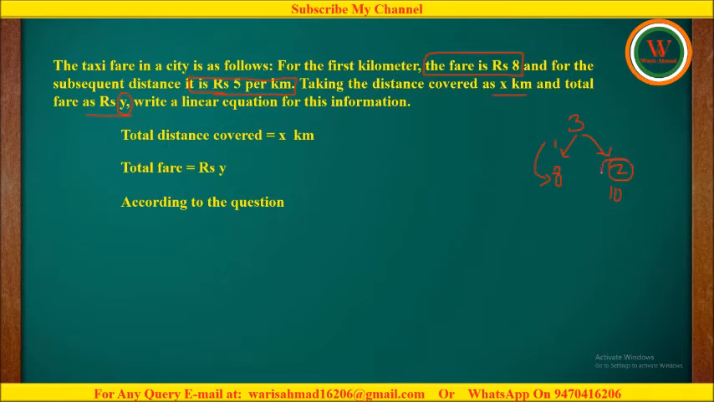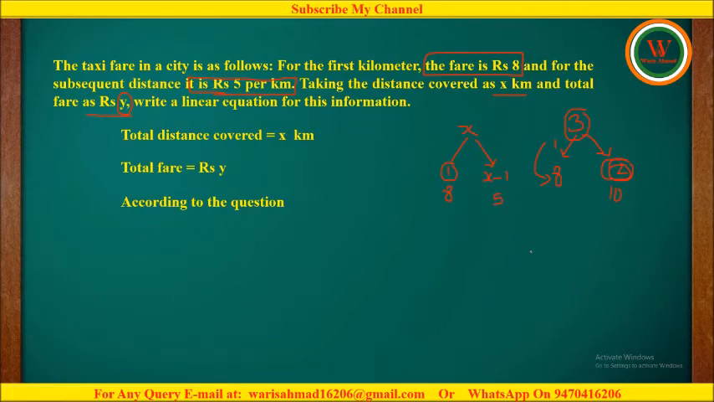After that we have to find the remaining distance. Here the total distance is given as x, so instead of 3 we have to take x. Suppose a person is traveling the distance of x kilometers, then for the first kilometer he has to pay rupees 8, and for the remaining distance, what will be the remaining distance? X minus 1.